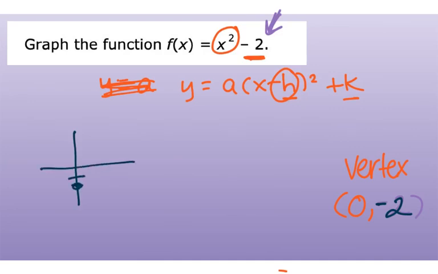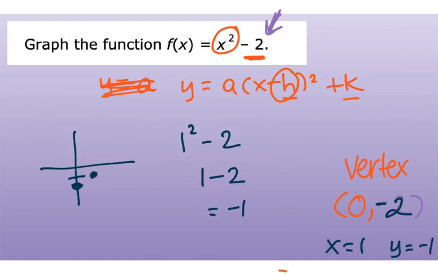0, -2. Then we need one other point. So again, I like 1 just because it's easy to put in for x. So if x is equal to 1, 1 squared minus 2, 1 minus 2 is equal to negative 1. So my y value would be a negative 1. 1, negative 1. Those are the only 2 points today. Normally you would need 3 points to graph. However, in IXL today, they're asking you only to do 2.